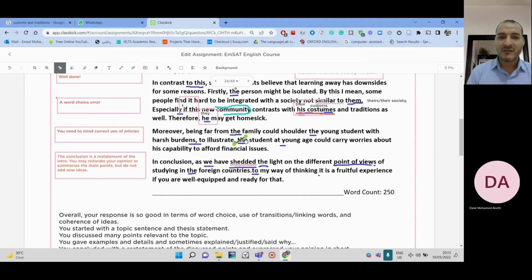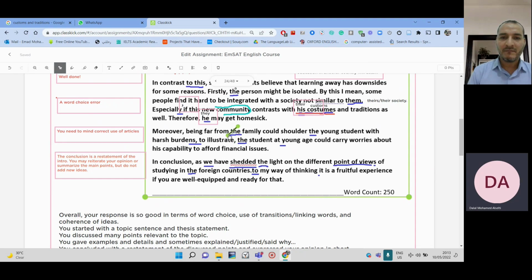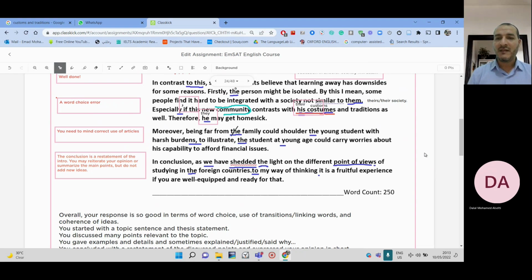Young. Oh, no, not this one. Sorry. No, just no. The other one. From family could shoulder. Yes, you can say a young student or make it shoulder young students. But it's also correct if I make it a young student. Yes, of course. Or young students, without anything, with harsh burdens.